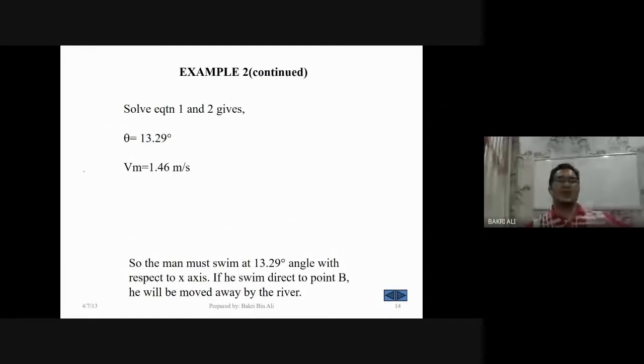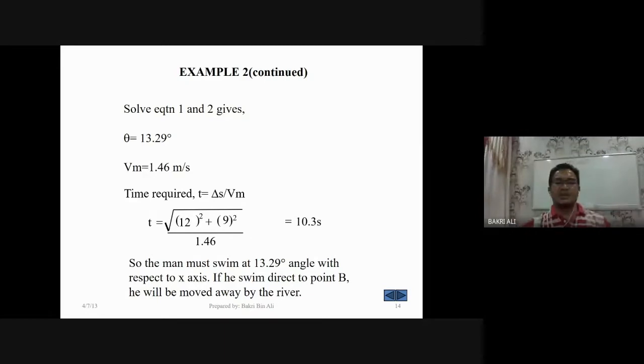Finally, we get theta equal to 30.29 degrees and Vm equal to 1.46 meters per second. And for the time required, we're using a constant acceleration equation. We can find t equal to 10.3 seconds. So the man must swim at a 30.29 degree angle with respect to the x-axis. If he swims directly to point B, he will be moved away by the water.